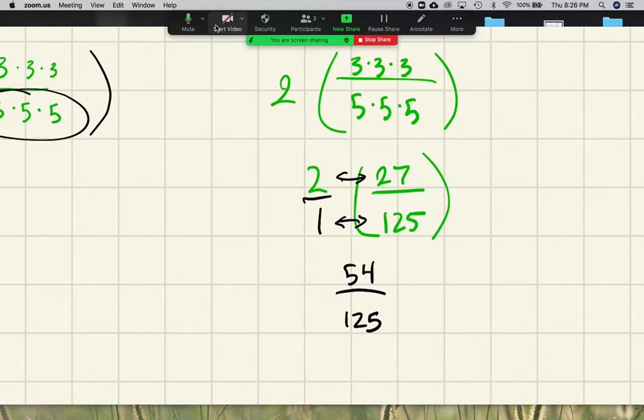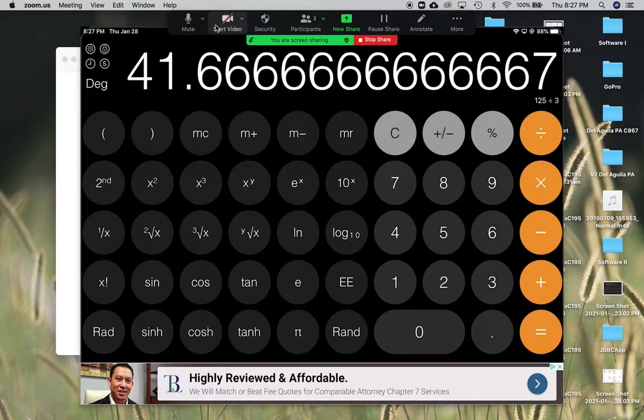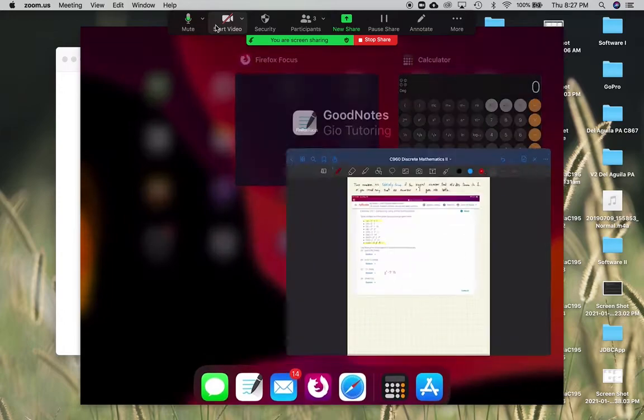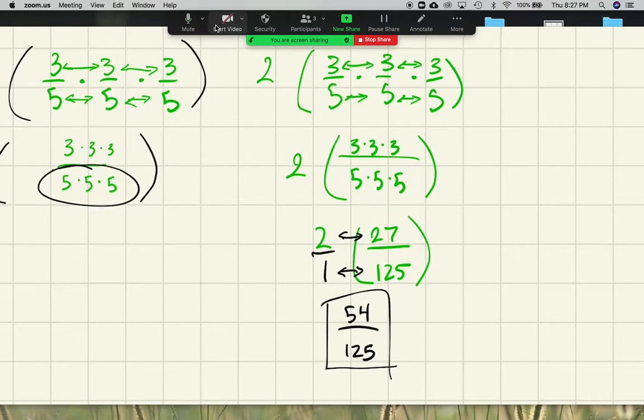I don't know, you could try to reduce this fraction by dividing by 3 or 4. Let's try to divide by 3. 54 divided by 3 is 18. 125 divided by 3 doesn't work. I don't know if that reduces. You keep trying numbers, but yeah, that should be the final fraction. Like if you could reduce, then maybe we divide by 4, 5, or 6, and see if we could reduce it. But this is the actual fraction that he should have come up with, but he didn't do the denominator part.